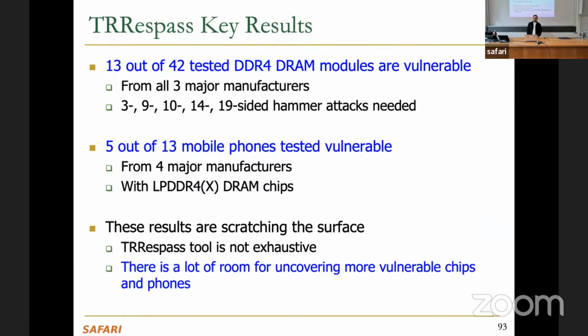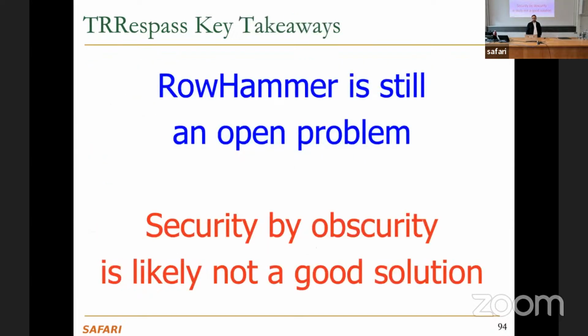So they find out that 13 out of 42 tested DRAM modules are vulnerable, and 5 out of 13 mobile phones are vulnerable. And these results are just scratching the surface, in a way that the characterization study here is not super rigorous. Later on, we did a follow-up of this work that delved into more details and did a way more rigorous reverse engineering study, which found that there's more room for uncovering more vulnerabilities.